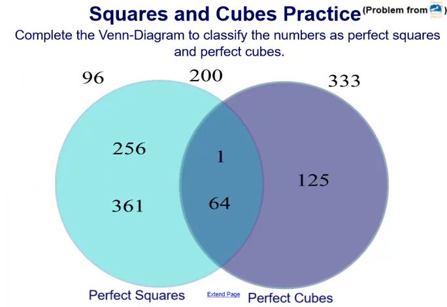So we already knew 361 was a perfect square. That's because that would be 19 squared. We also have that 256 is a perfect square because that's 16 squared. And those are only perfect squares. They're not perfect cubes. There's no number to the third power that would equal 256 or 361.